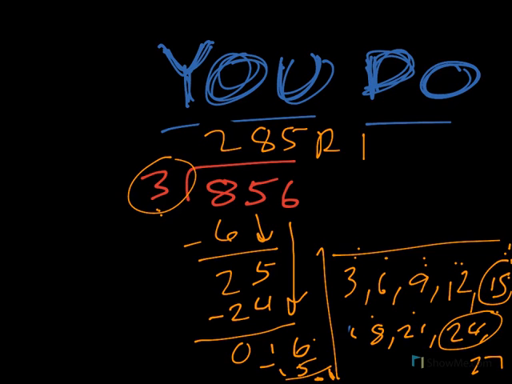So the answer is 285, remainder 1. So let me double check that real quick. Yep, that is correct. So the quotient is 285, remainder 1. Alright, so that is our little lesson on long division.